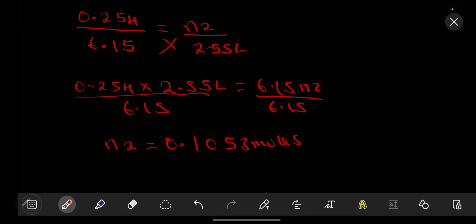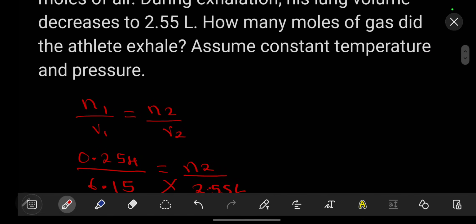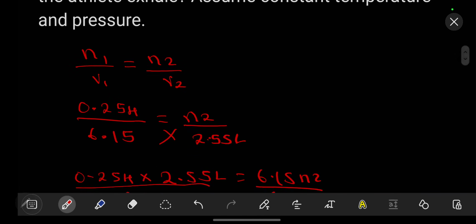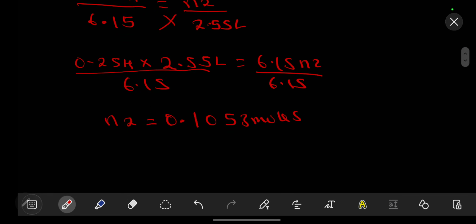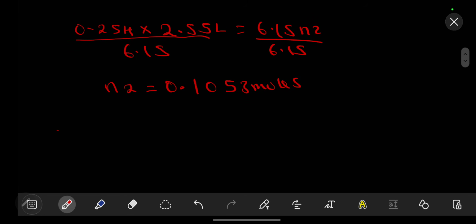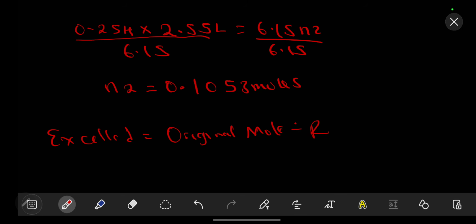Now the question is, how many moles of the gas did the athlete exhale? If we have this number of moles that the athlete remained with, to find the exhaled, we are just going to say exhaled should be equal to original moles minus the amount that he remained with, minus the remained.